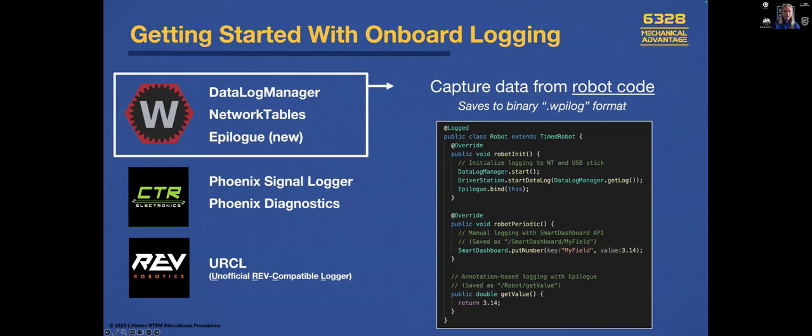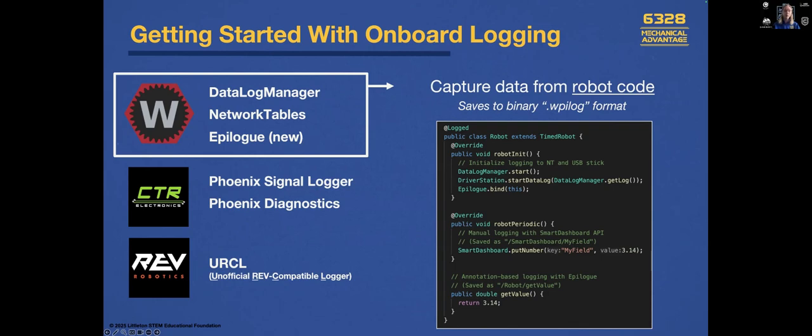To the right, you can see some example Java code for what this looks like. There are 3 lines in robotInit to start the DataLogManager and Epilogue and capture driver station data. So that includes your robot state, joystick inputs, things like that. You can then publish anything you want to NetworkTables. With manual logging, it's easiest to do that just with the SmartDashboard API.